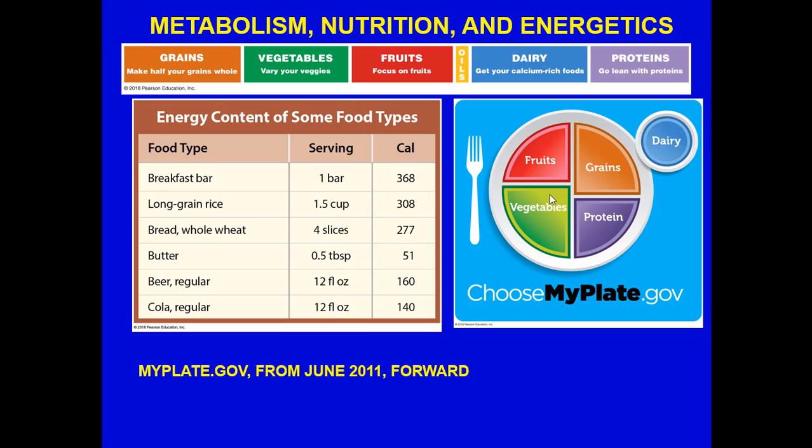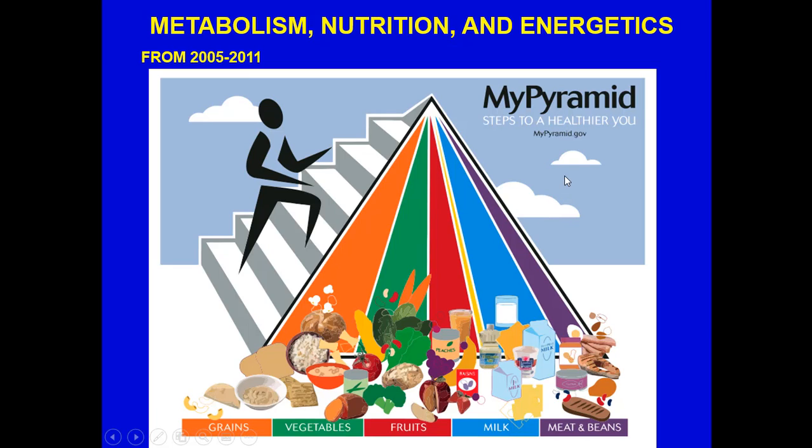Now, this had changed, but you still see the major groups here: grains, protein, dairy, fruits, vegetables. Now, go back before then, basically from 2005 to 2011, what you see is a MyPyramid that has a certain amount of the different food groups, but it also incorporates a certain amount of activity.